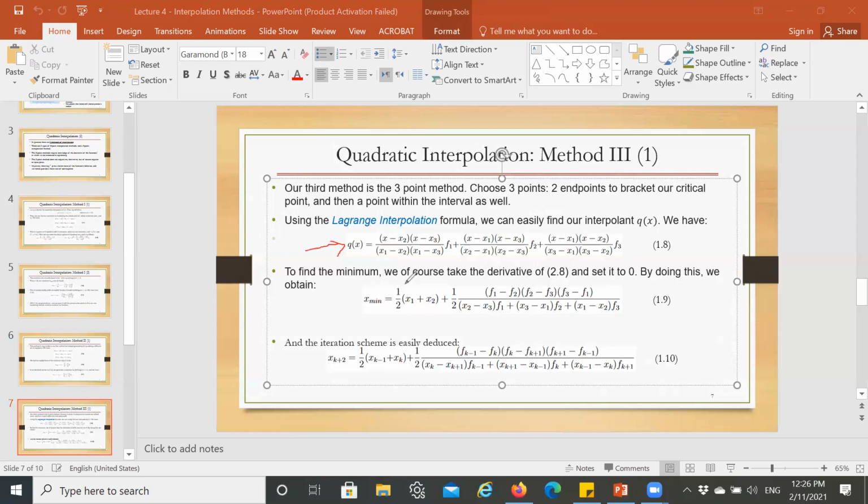In order to find the minimum of this, you have to take the derivative of this with respect to x and equate it to 0. You can do this at home. It will give you some x min value, which would be this function, okay? Again, you can write this in an iterative manner. This new point would be in terms of the previous 3 points: x1 would be x k minus 1, x2, which is a midpoint, would be x k, and x3 would be x k plus 1, and this new point would be x k plus 2. So you get a new point based on the previous 3 points, and you keep doing this until you reach some tolerance, okay?